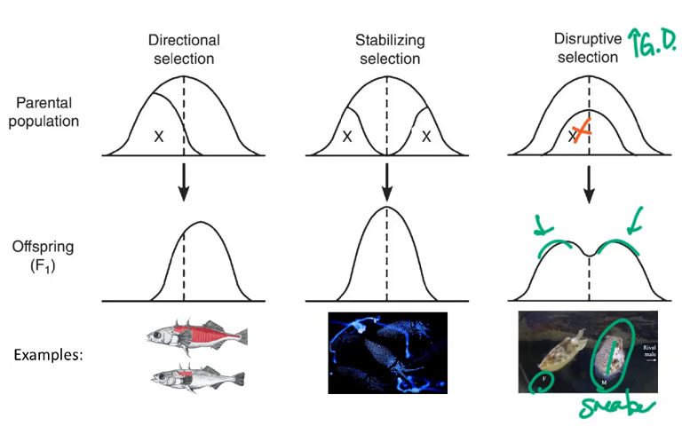So this is, again, I think super, super interesting. And it's an example of disruptive selection because we're maintaining two different types of males in this system, the sneaker males and also the more traditional dominant males.